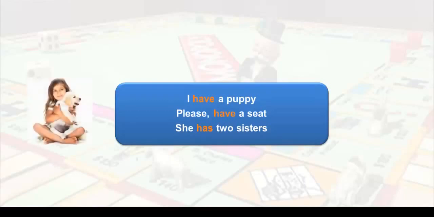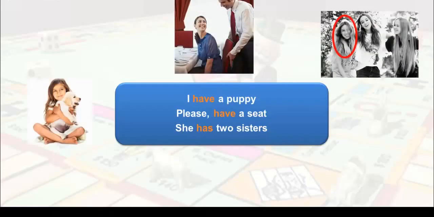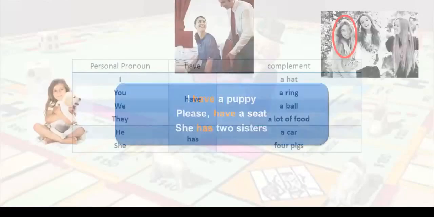I have a puppy. Please, have a seat. She has 2 sisters. So let's look at the sentence structure using have as a main verb.